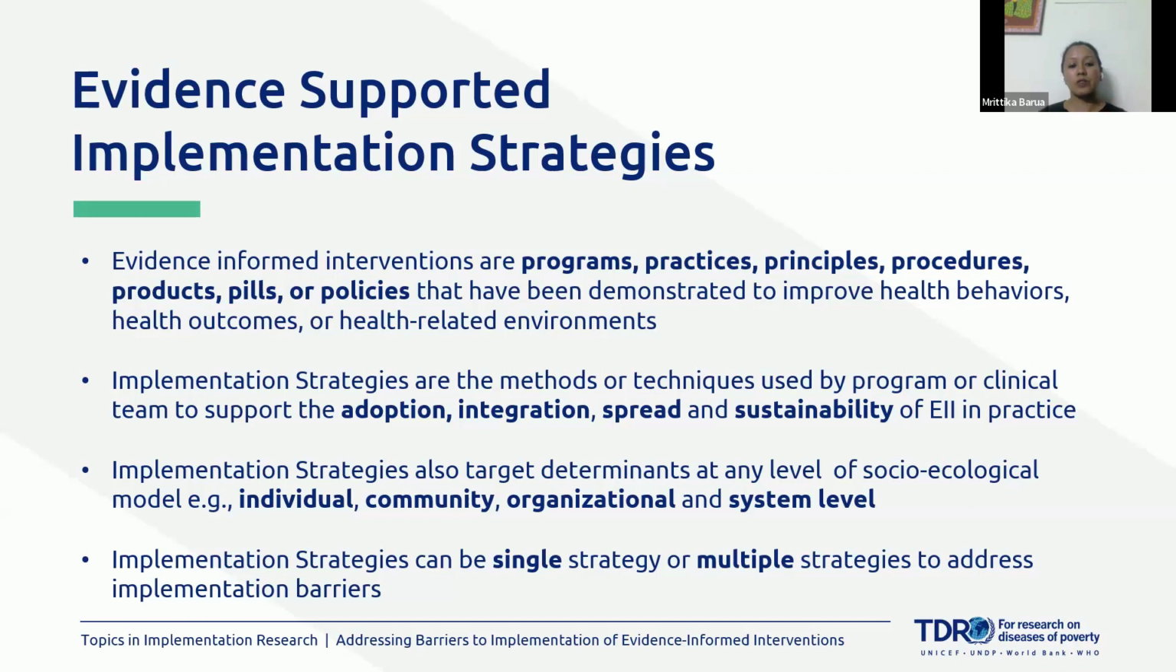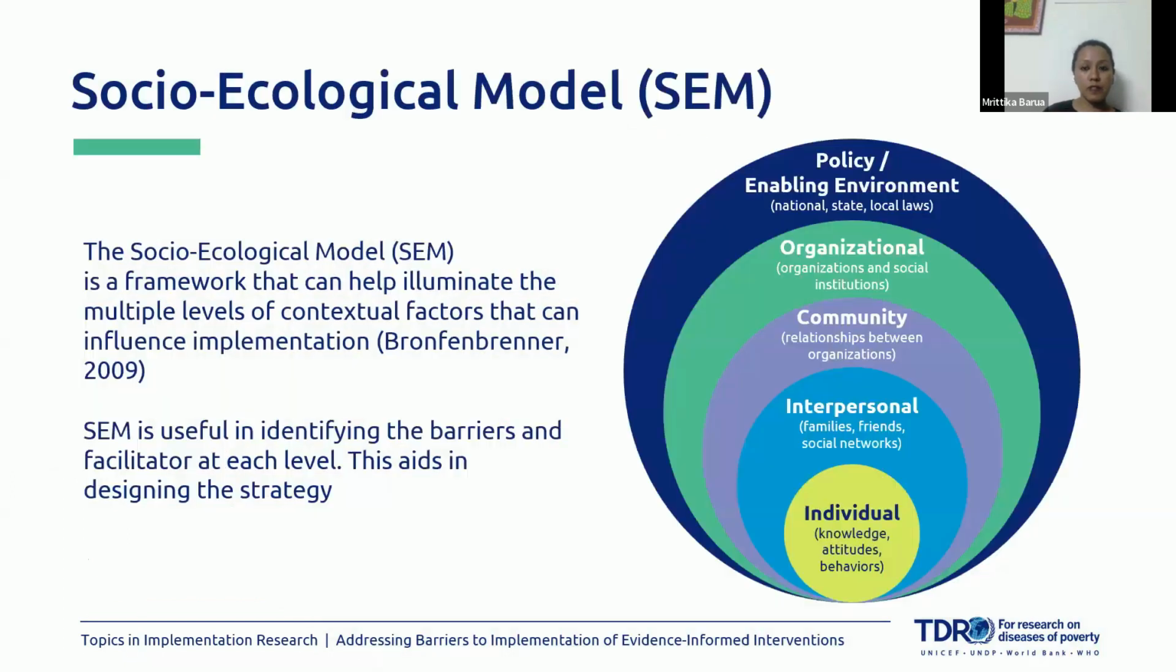And implementation strategies also target determinants at several levels. There are implementation strategies that can target the individual level, the community level, the organizational level, and the system level. An implementation strategy can be a single strategy, or a build-up of a couple of single strategies into multiple strategies. So whatever strategy we take, the ultimate goal is to address some kind of barrier to make sure that the service or the intervention is taken up.